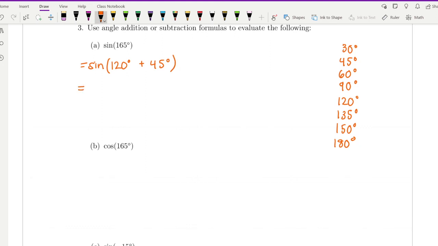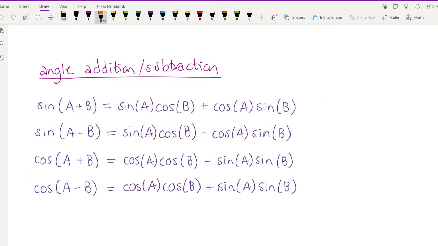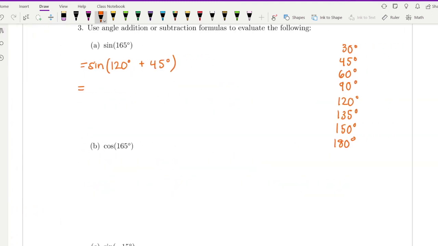Okay, so now we can use one of the angle addition formulas. So sine of two angles being added together is going to be sine of A cosine of B plus cosine of A times sine of B. And so in this case, that means we're doing sine of 120 times cosine of 45 plus, and then we flip it. So then it's plus cosine of 120 times sine of 45.